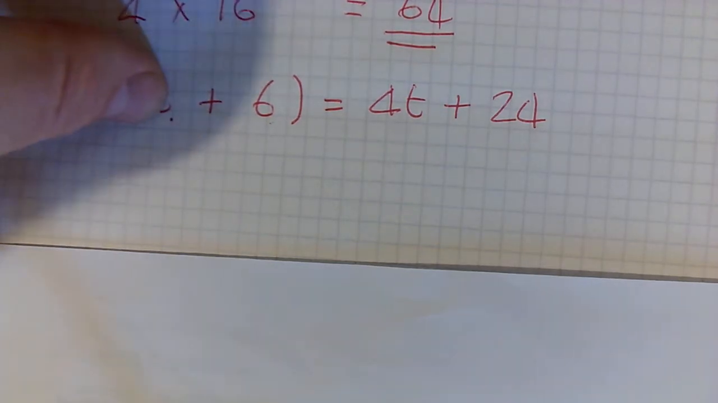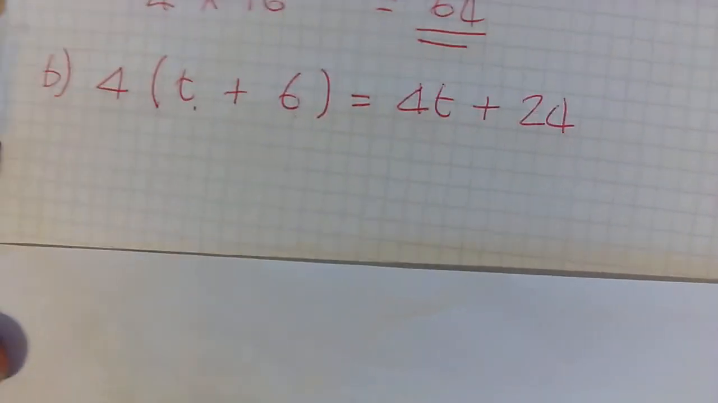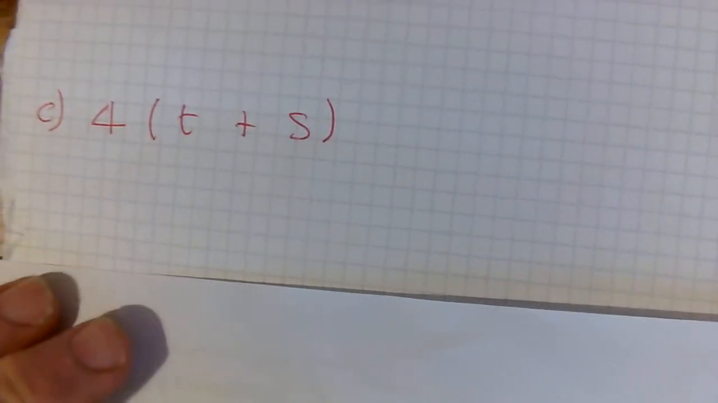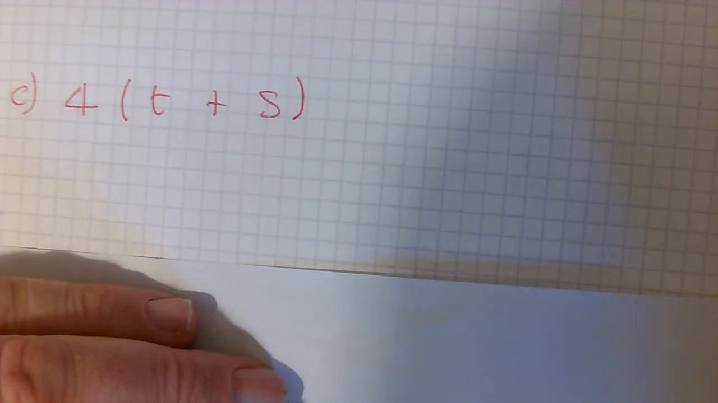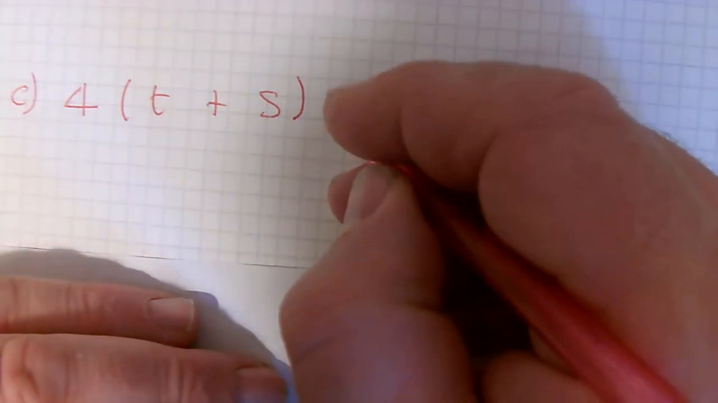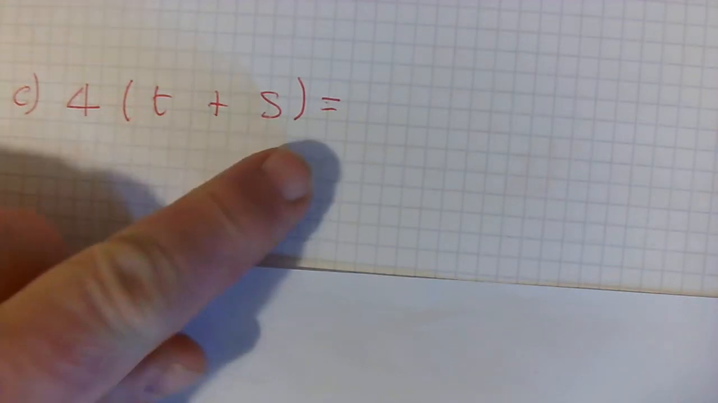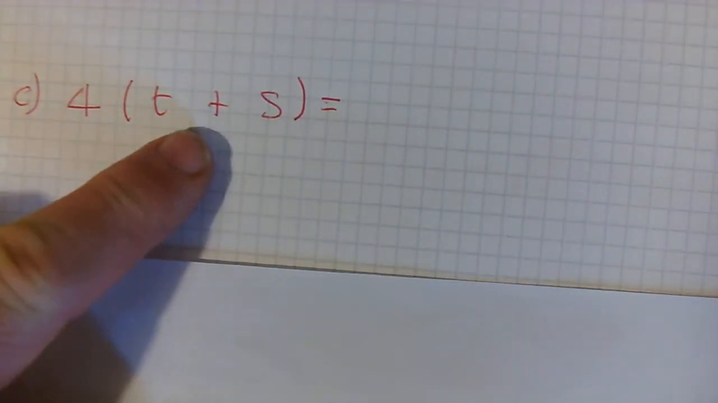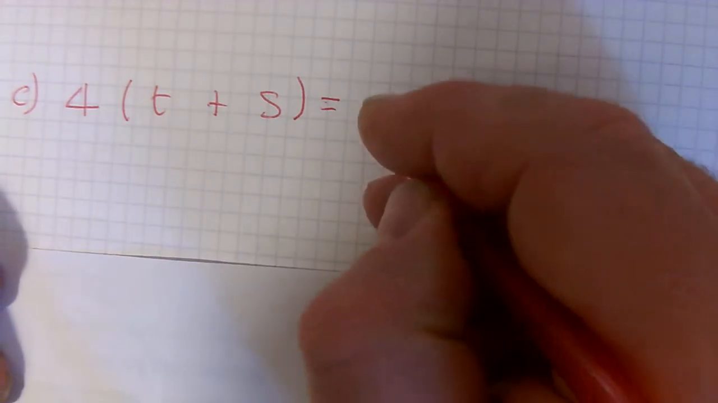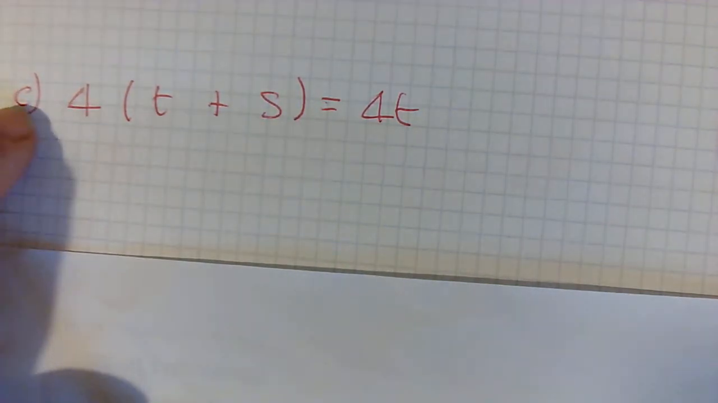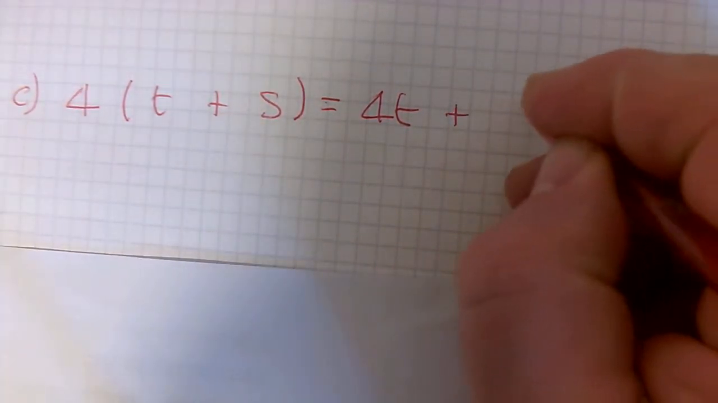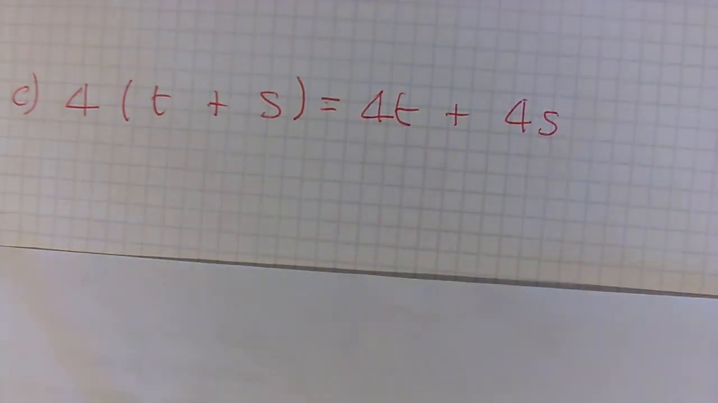So let's try a few examples. Maybe you could try this one yourself before carrying on. But if you were going to do this, you've got a T and an S. Both have to be multiplied by 4, so you take the T first. 4 times T is 4T. You've found the first term of your answer. You now get another term by multiplying S by 4, which gives you plus 4S. Again, these cannot be added together because they are different letters.